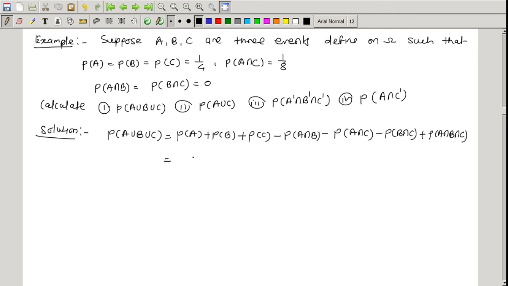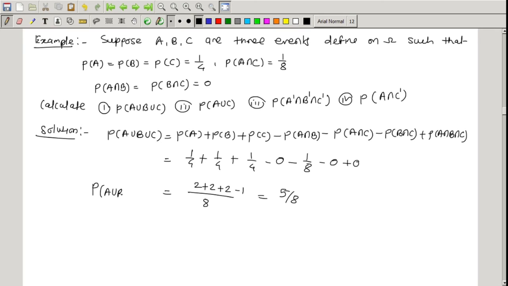So here P of A is given, that is 1 by 4. P of B is given, that is also 1 by 4. P of C is also 1 by 4. Minus P of A intersection B is 0. A intersection C is 1 by 8. Minus P of B intersection C is 0. And by default this term is also 0 because A intersection B is 0 implies A intersection B intersection C is also 0. So finally you get 2 plus 2 plus 2 minus 1, so 5 by 8. So this is your probability of A union B union C.